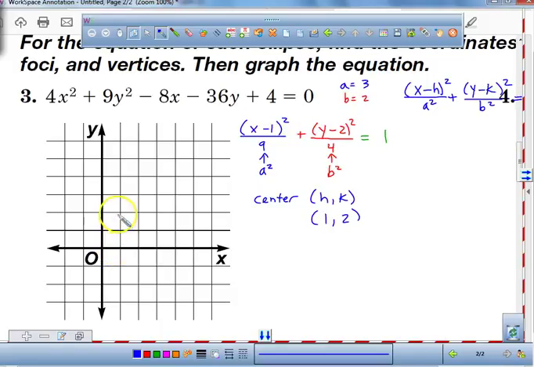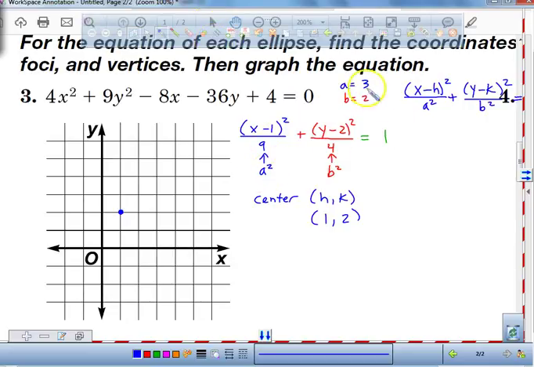Let's take our h, k value, our center for our ellipse, and let's plot that center. Over 1, up 2, put it there. Now, from here, it says our a value is a 3, so go over a 1, a 2, a 3, put a point. Go over to the left, a 1, a 2, a 3, put a point. Our b value is a 2, so go up 2, and go down 2 to the point.